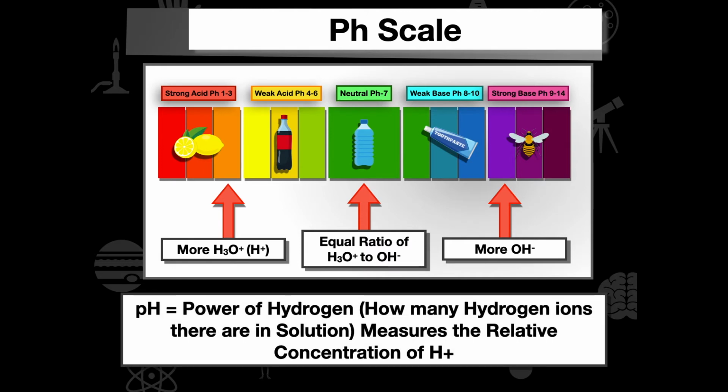So pH is basically the power of this hydrogen. It's the quantity of hydrogen ions there are in solution, and it measures the relative concentration of H+. We also can call that H3O+, but I'm going to shorten it for the rest of this video to H+.